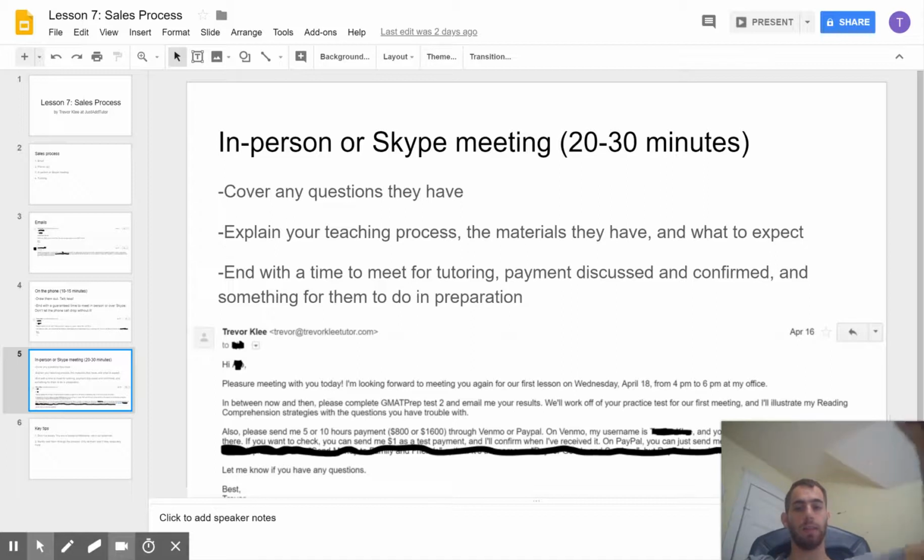Again, escalating commitment. First, we started with emails. They just have to respond back to the emails. Then a phone call, then an in-person meeting. Now, not only are they paying me, but they're also doing work for me. They're getting into this mode.